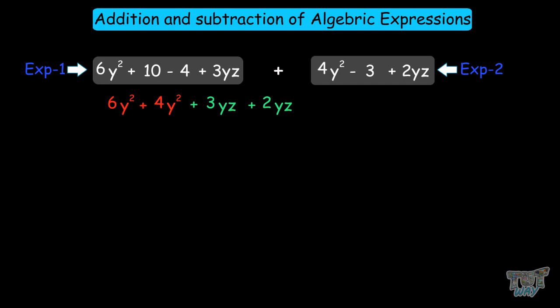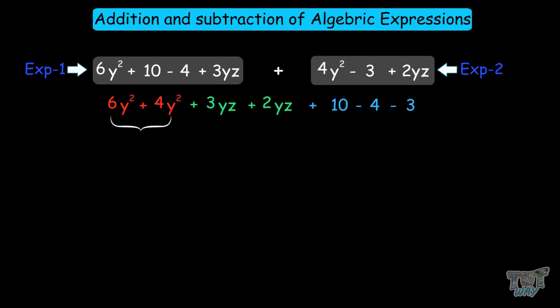So, for example, 4y squared is positive, and 6y squared is also positive, so you write a positive sign. And 3yz is also positive, as well as 2yz, so you write a positive sign in front of it. Now, these terms, 10, minus 4, and minus 3, are all constant terms, so write them together. Now you have written all the like terms together.